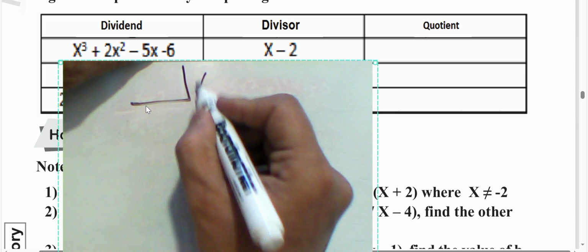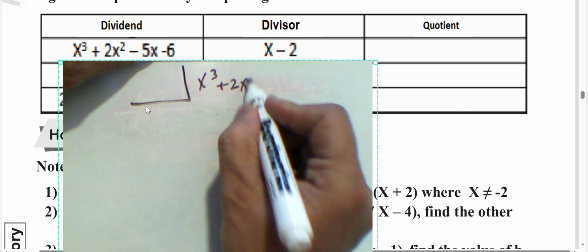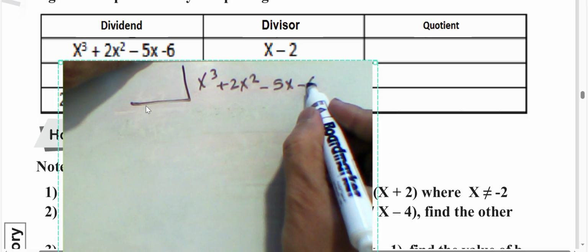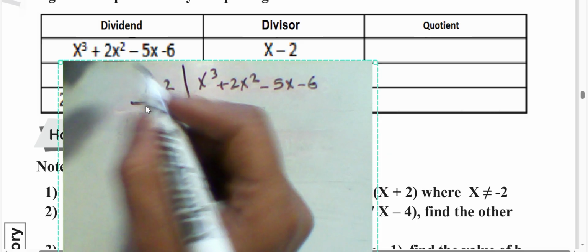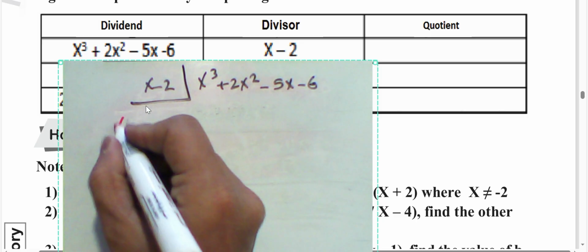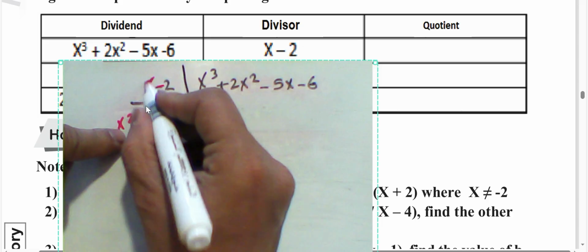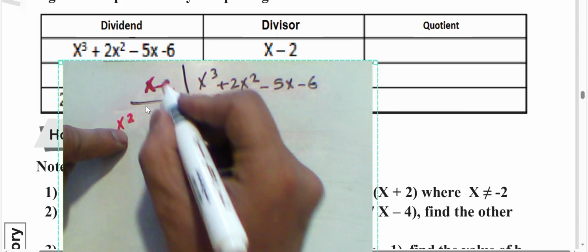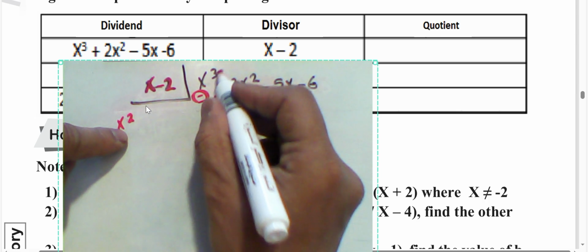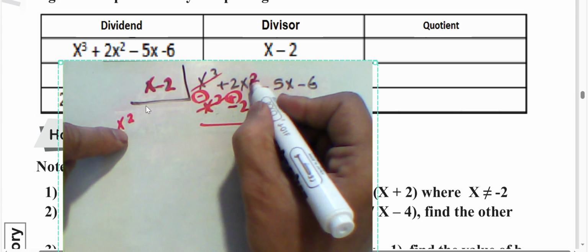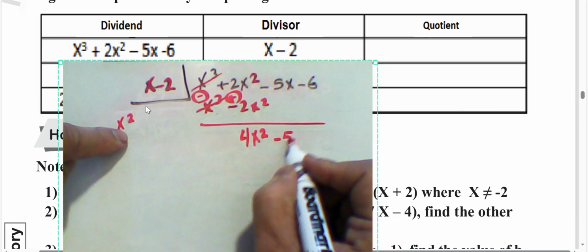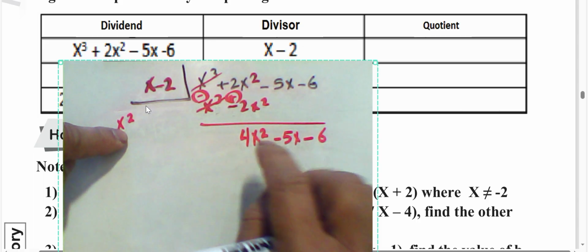Right here is the dividend, x^3 + 2x^2 - 5x - 6 divided by x - 2, and then x^3 divided by x equals x^2, x^2 times x is x^3, x^2 times negative 2 will be negative 2x^2. Right here negative and here positive, cancel together. 2x^2 + 2x^2 will be 4x^2, negative 5x minus 6, and then drop again.